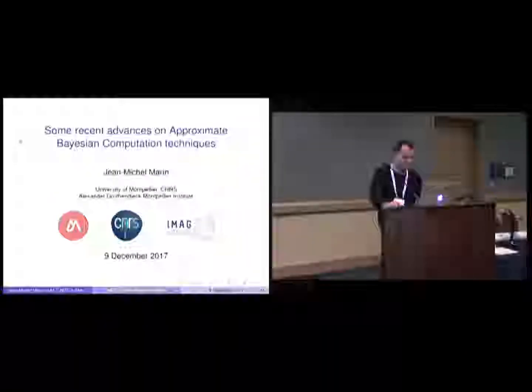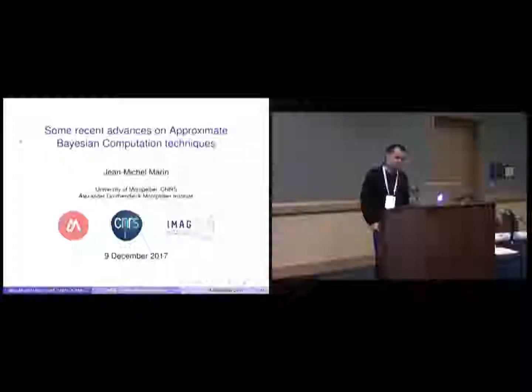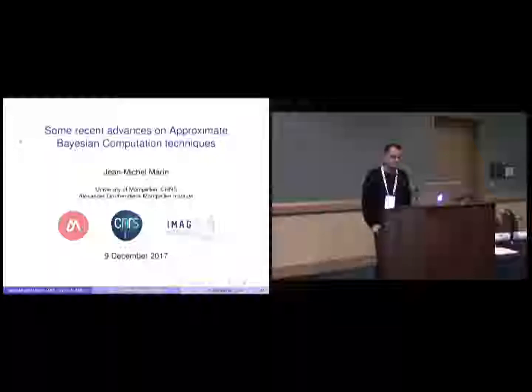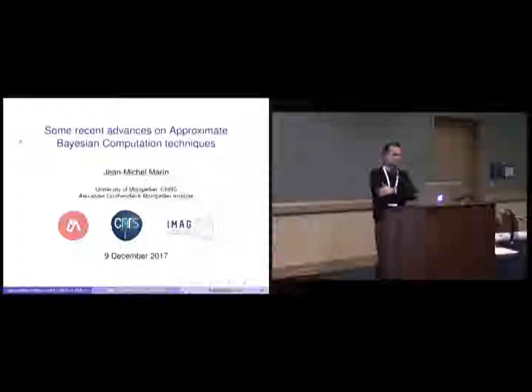So Jean-Michel is the head of the mathematics department of the University of Montpellier. He has co-authored numerous works on Bayesian statistics, Monte Carlo methods, application to population genetics, and he is also an expert on ABC, Approximate Bayesian Computation. So we'll talk about how ABC could benefit from the PAC-Bayes theory.